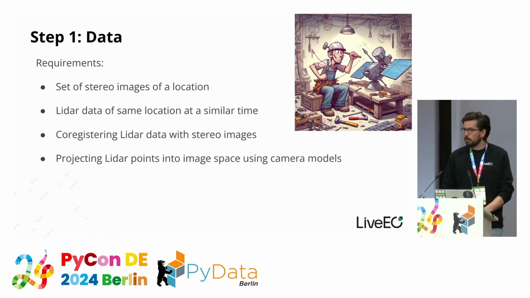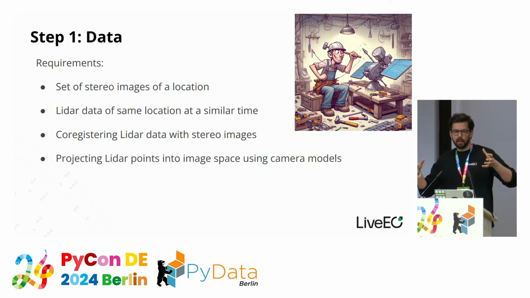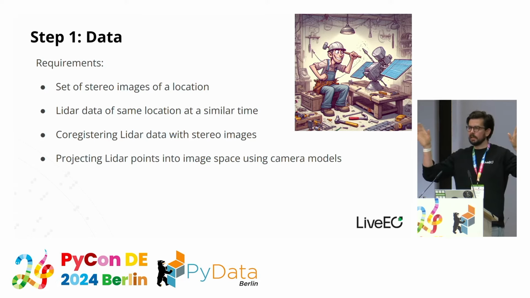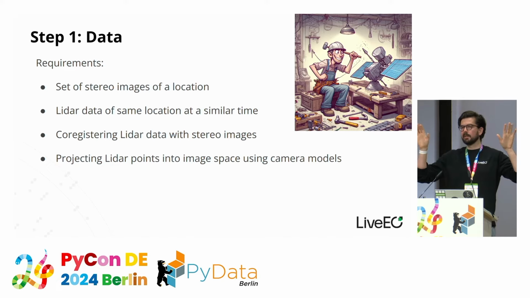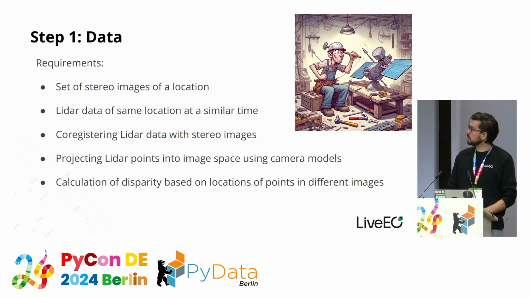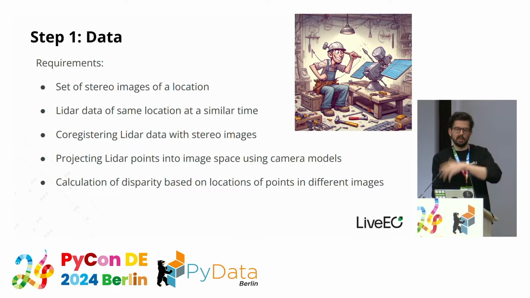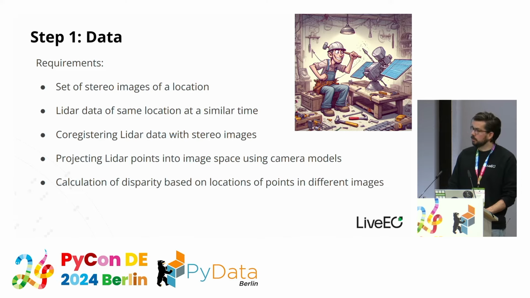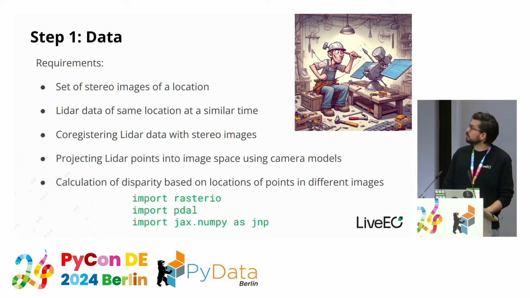And then what we basically do is take the LiDAR point clouds and project them into the reference image and into the secondary image. By calculating where they end up in these different images, we can calculate a disparity map, which is the training data that we actually use to train our models. So based on where in these images these points end up, you can create a disparity map, and you can train your model to then produce this on unseen data and data for which you don't have LiDAR.